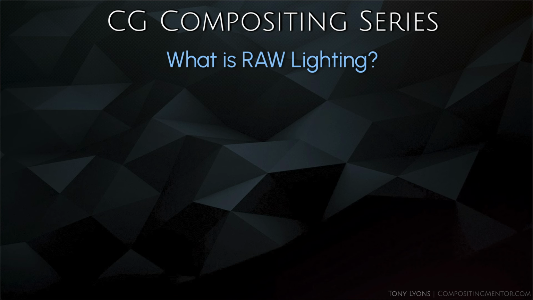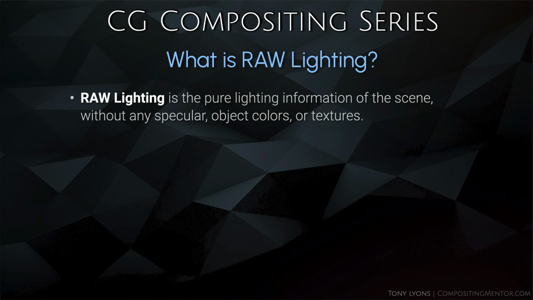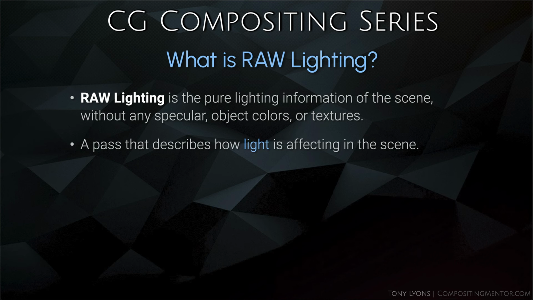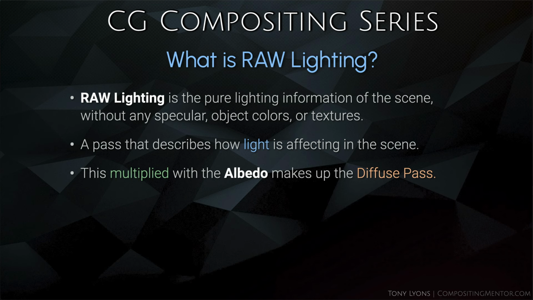What is raw lighting? Raw lighting is the pure lighting information of the scene without any specular, object colors or textures. It is a pass that describes how light is affecting the scene. This pass, multiplied with the albedo, the texture, makes up the diffuse pass. When we're talking about raw lighting, in this case we're talking about the raw diffuse lighting.